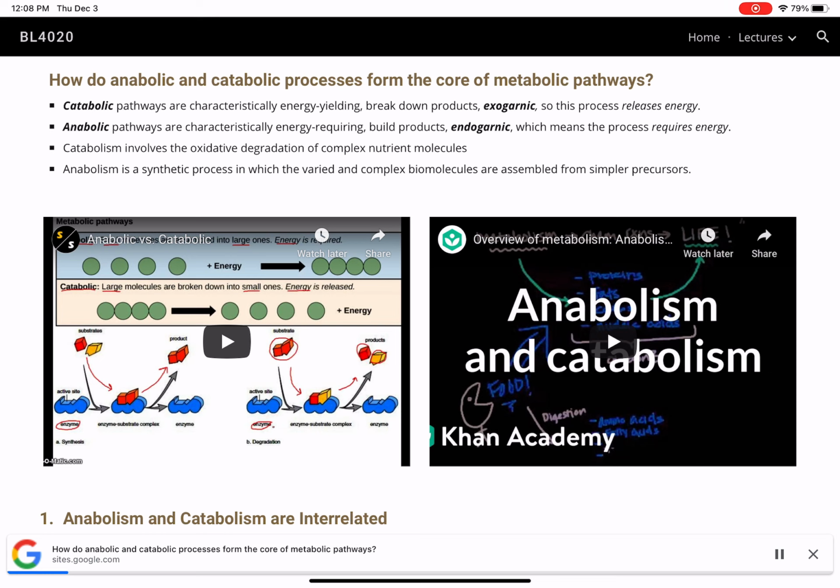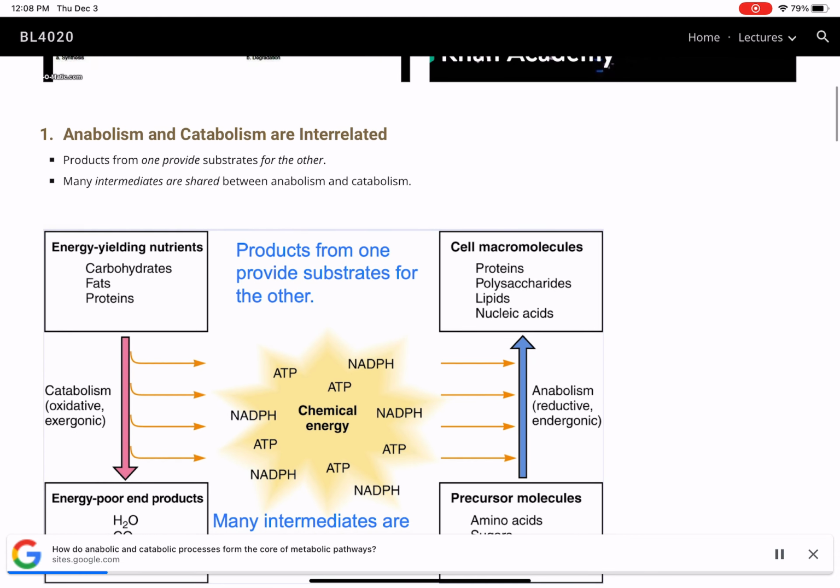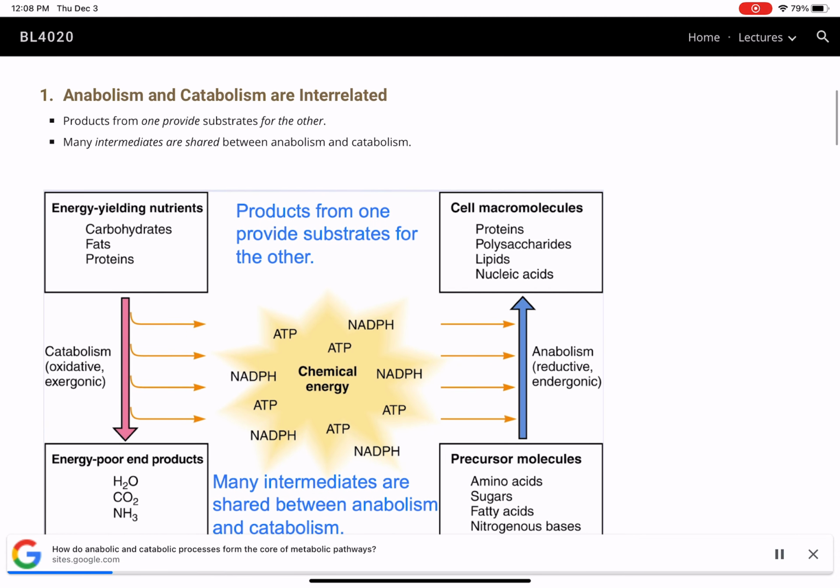Catabolism involves the oxidative degradation of complex nutrient molecules. Anabolism is a synthetic process in which the varied and complex biomolecules are assembled from simpler precursors. Anabolism and catabolism are interrelated. Products from one provide substrates for the other.